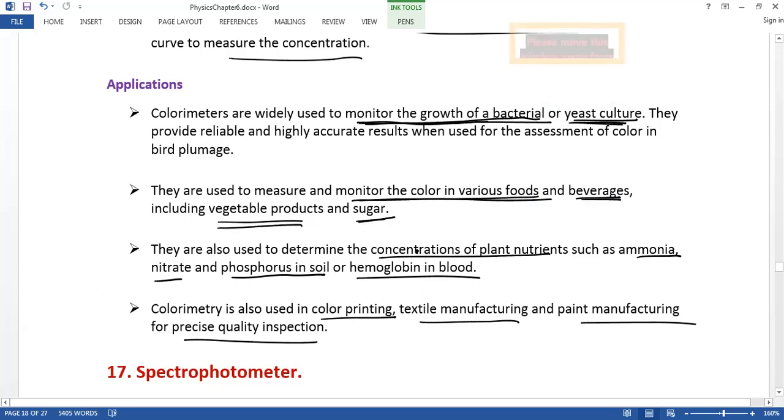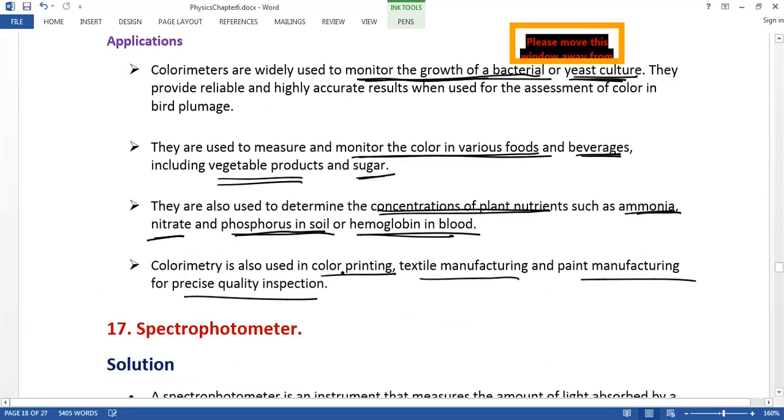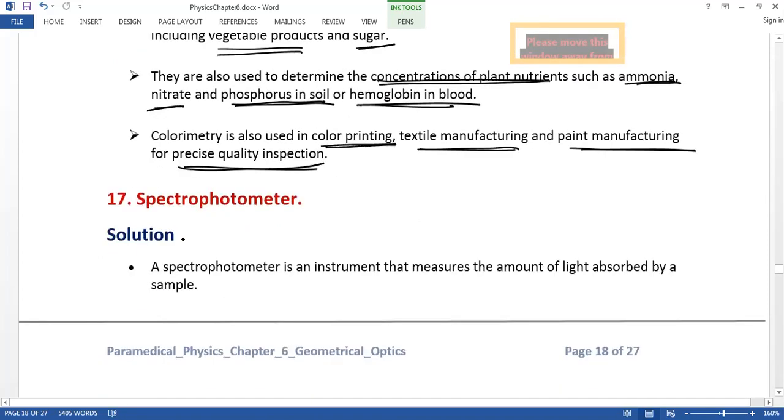The next one, these are used in determining the concentration of plant nutrients such as ammonia, nitrate, phosphorus in soil, and hemoglobin in the blood. The last one, this colorimeter is also used in color printing, textile manufacturing, paint manufacturing, and precise quality inspection. So these are some applications of the colorimeter. So this is the complete information about the colorimeter.